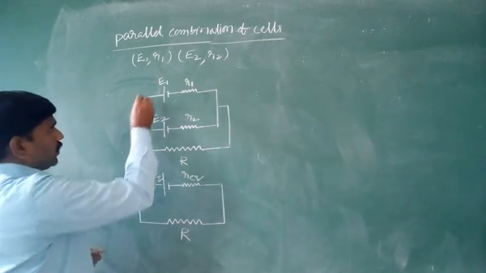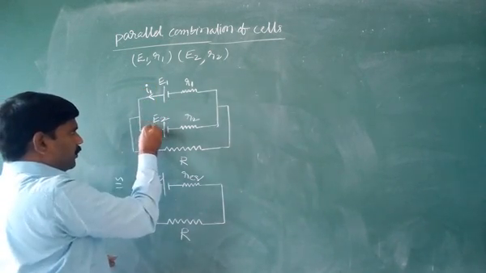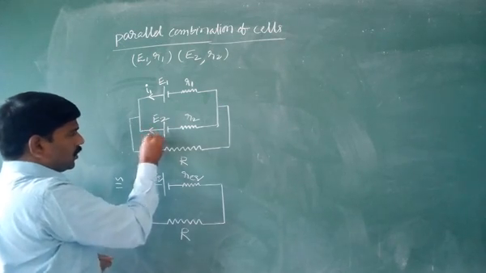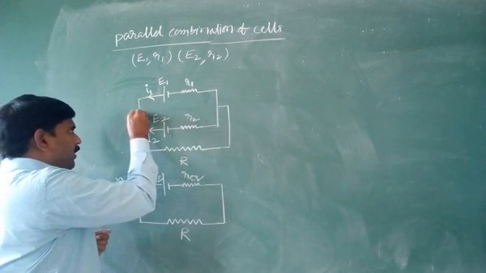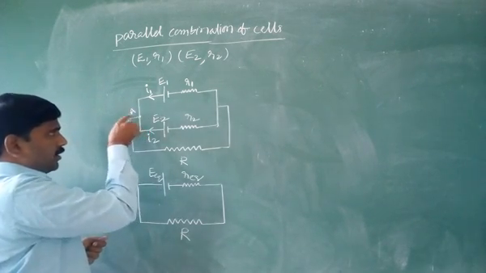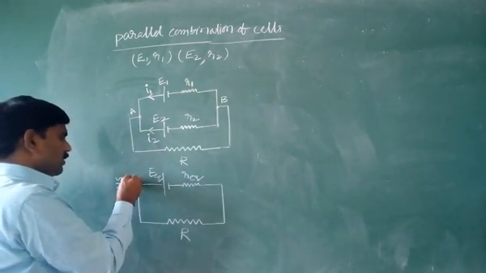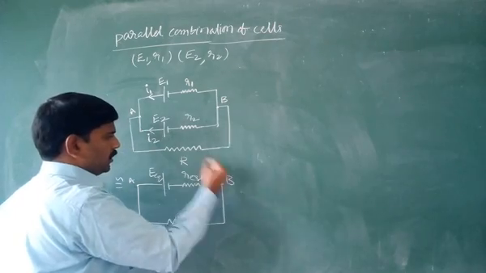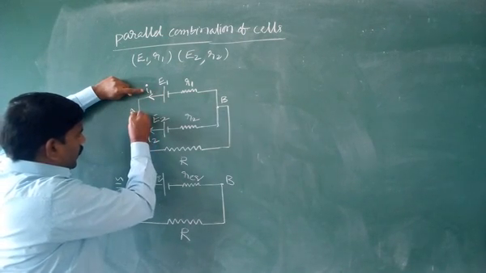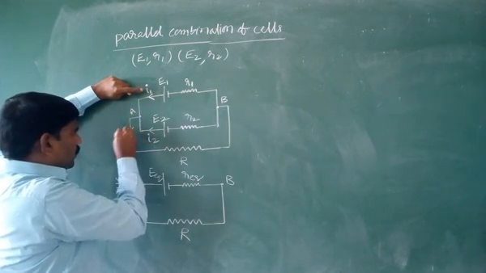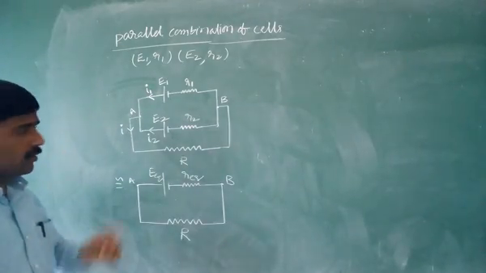Here I1 is the current from the first cell and I2 is the current from the second cell. These two currents enter into the junction A. I am taking this as the point A and this one as the point B. Here I1, I2 currents are entering the junction A and the total current becomes I. I is the total current.